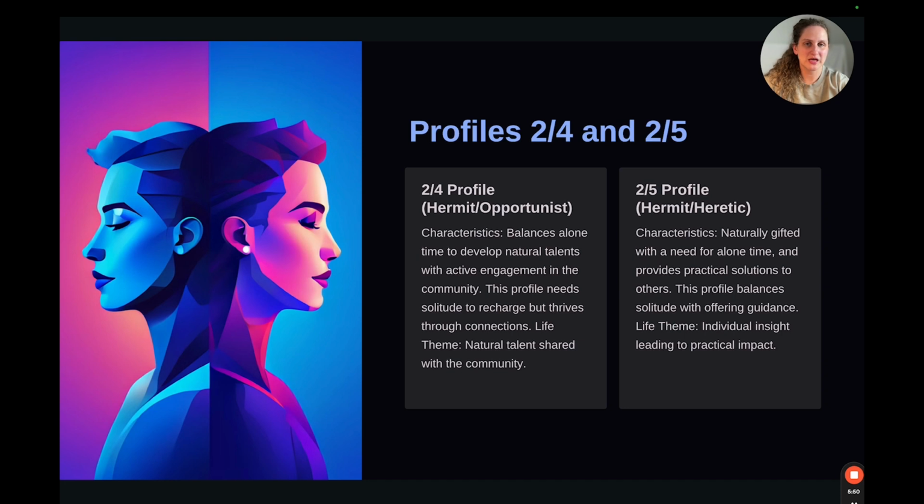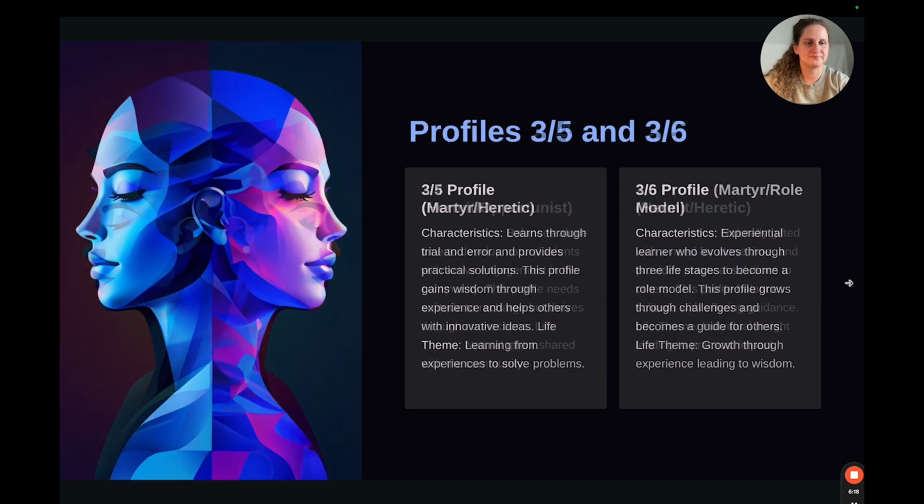2-5 profile is the hermit heretic profile. So again, like I said, some of these names, heretic, sounds a little bit off-putting, but don't get caught up in it. Characteristics are they're naturally gifted with a need for alone time and provide practical solutions to others. So this profile balances solitude with offering guidance. The life theme here is going to be individual insight leading to practical impact.